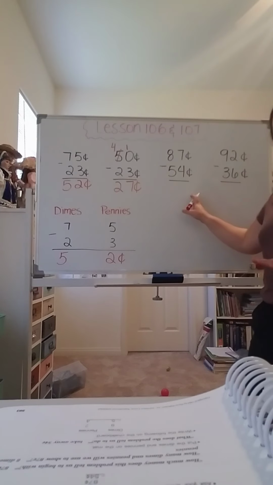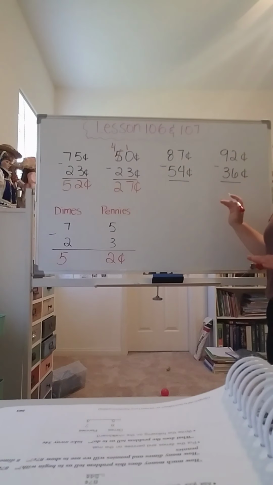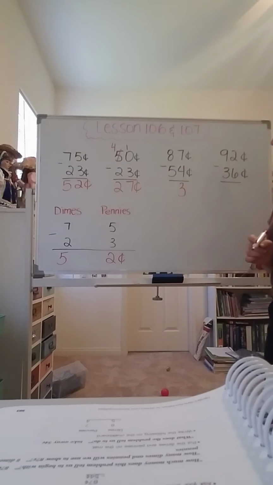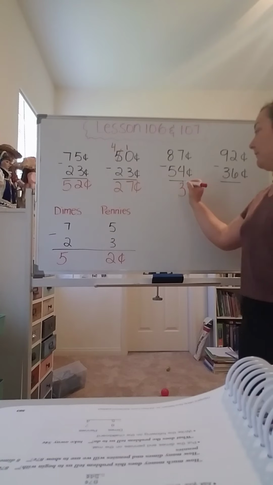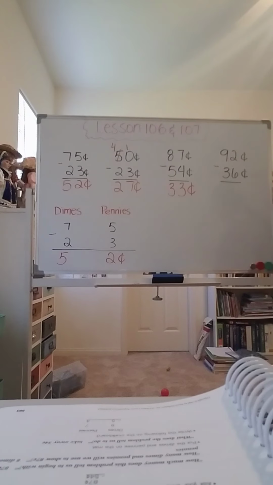Now, this example is very similar to the first one. So 87 cents minus 54 cents. What's 7 minus 4? 7 pennies minus 4 pennies is 3. What is 8 minus 5? 8 dimes minus 5 dimes. 3. 33 cents. Okay?